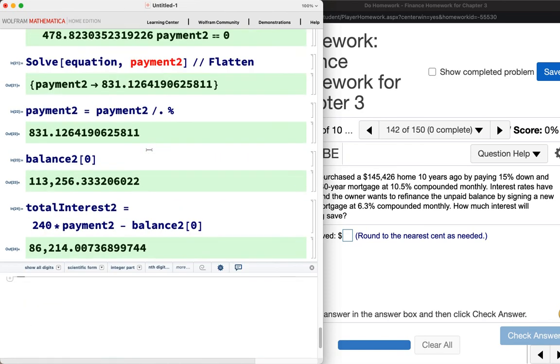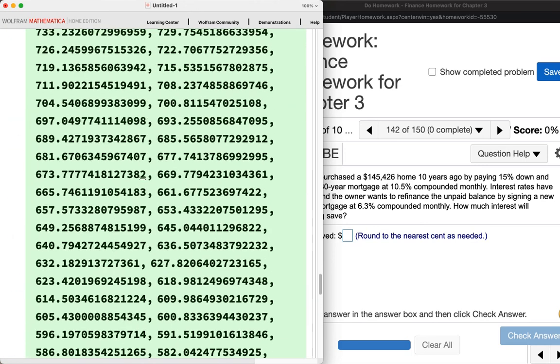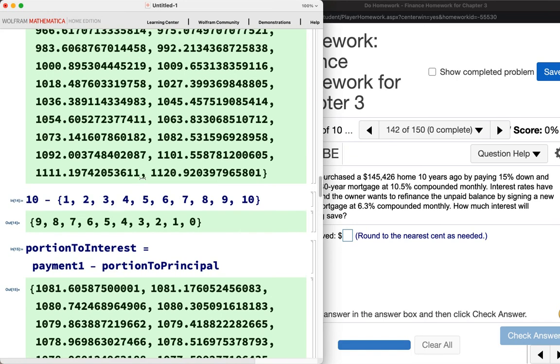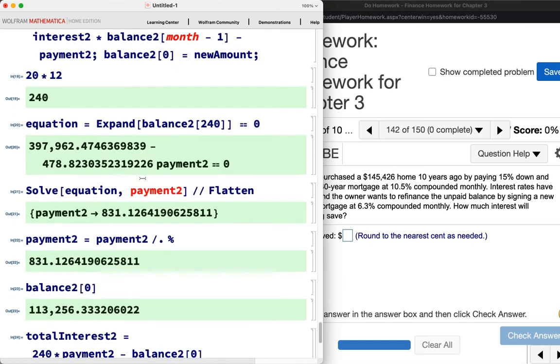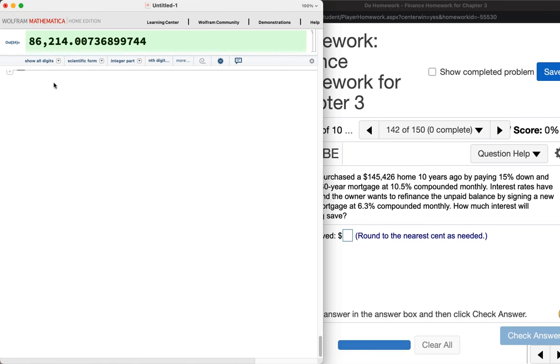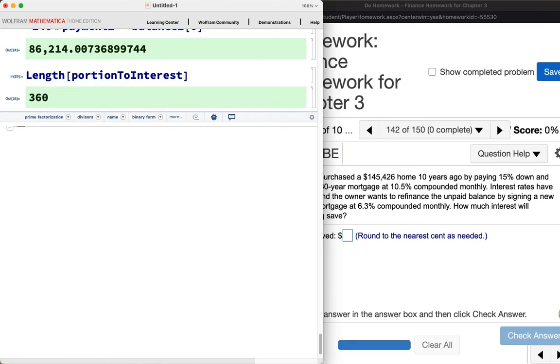Now, how much money do we actually save through refinancing? To figure that out, we have to go back to our original problem. Where is our original problem? Portion to interest. Now remember, portion to interest is divided into two parts. We have the first 10 years and the last 20 years. We're interested in looking at the last 20 years. What is the length of my list? Portion to interest. That's 360, right?